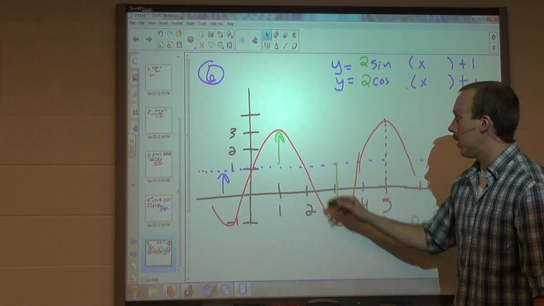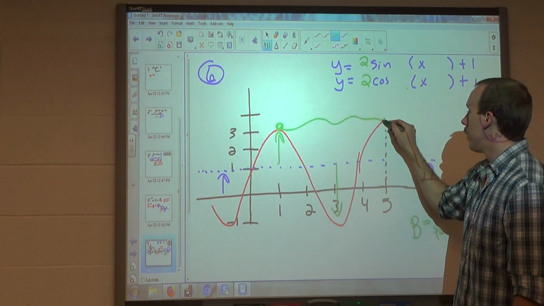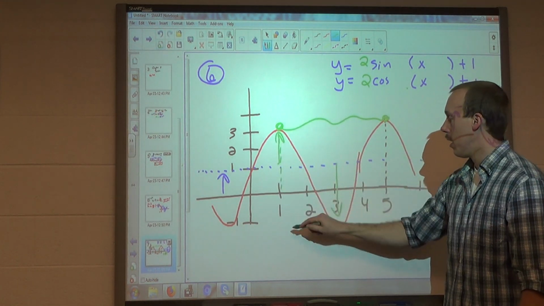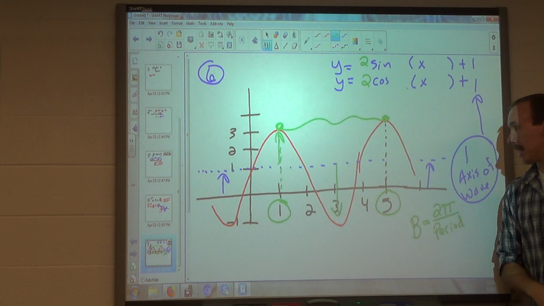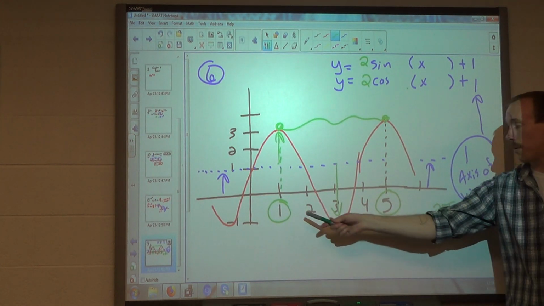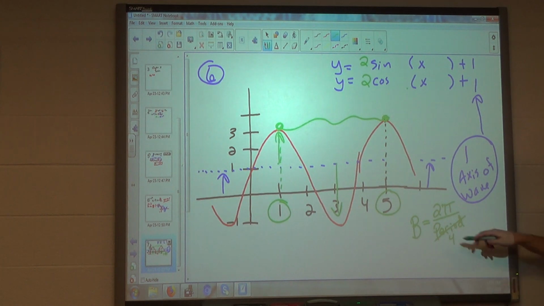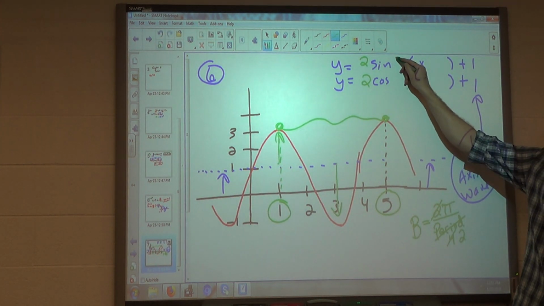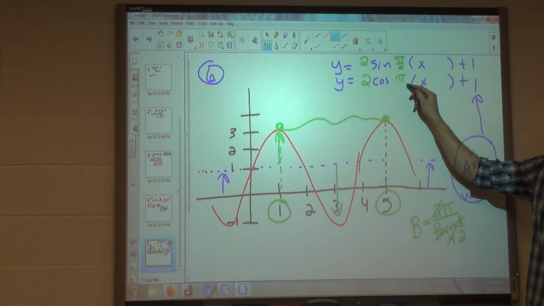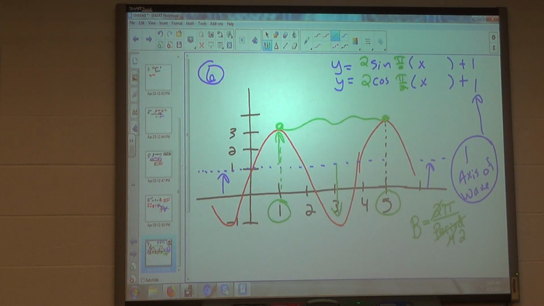Alright, so if I went from peak to peak, from here to here, how far apart are these? 4 units, right? From 1 to 5. So if they're 4 units away, my period is 4. And then how do I figure out B now if I have 2 pi over 4? What's 2 over 4 simplify into? Pi over 2. So now I have pi over 2 and pi over 2.